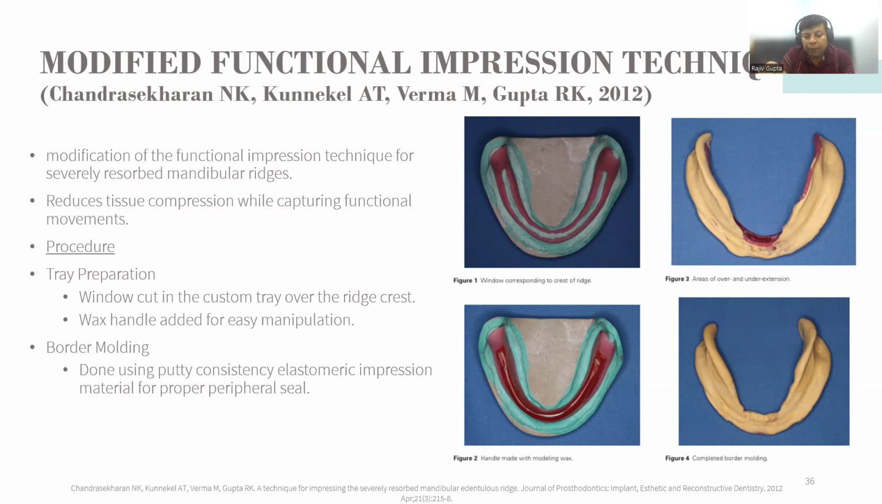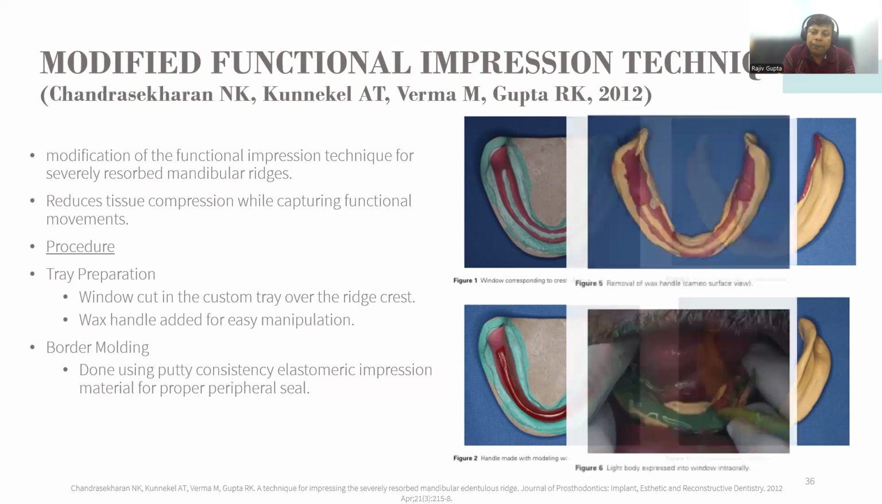In that, we are making an occlusal rim also. That wax rim helps us as a handle of the tray. All the border molding and the impression is done with putty consistency of the material. Once we have achieved the right extensions with the functional impression technique, we remove the wax strip, and we also remove the putty in that particular area, and we inject the light body in the patient's mouth.